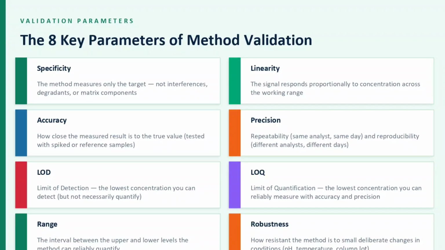And finally, robustness. This is about stability. How does the method perform when small deliberate changes are made to the conditions? If you change the pH slightly, change the column from one lot to another, change the temperature by a few degrees, change the flow rate marginally, does the method still give acceptable results? A robust method is one that can handle the normal variation of a real laboratory environment.